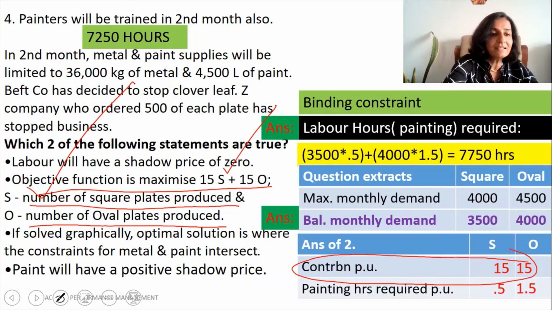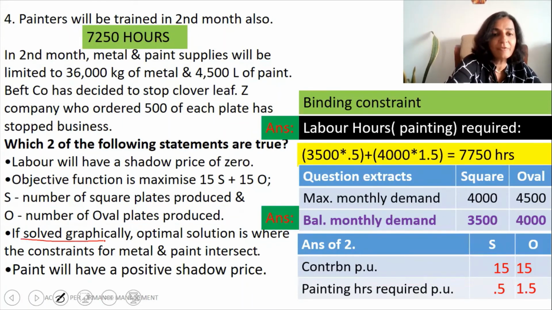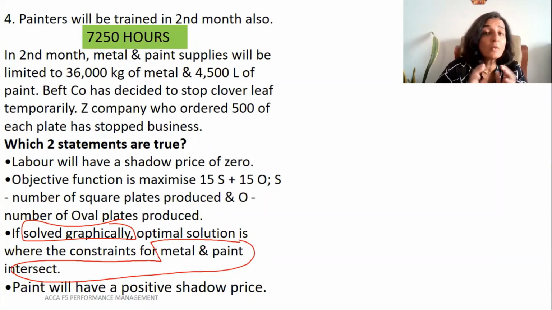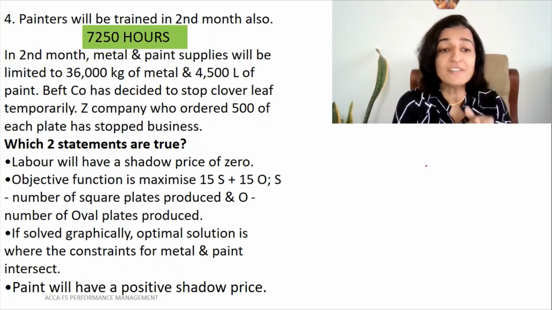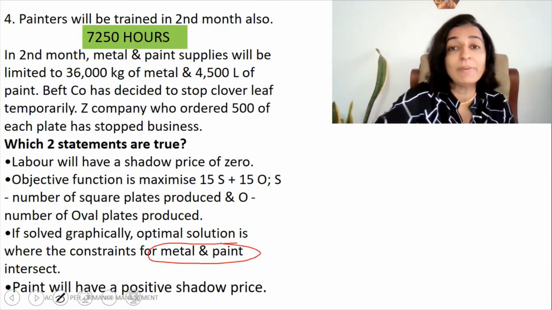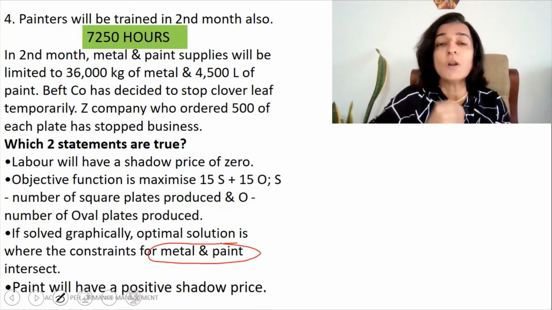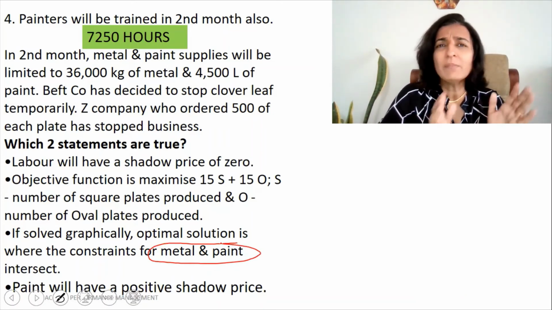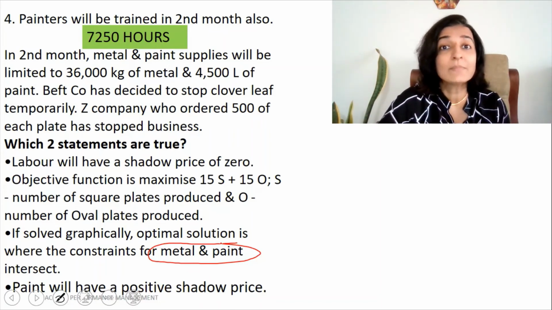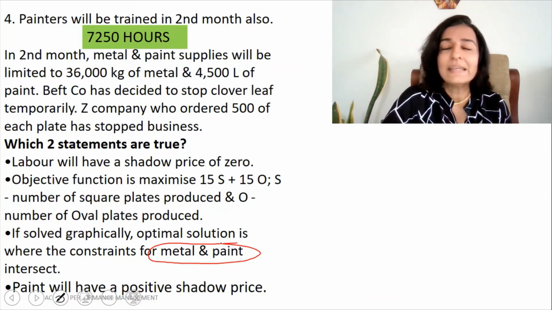Now moving to the third statement: if solved graphically, the optimal solution is where the constraints for the metal and paint intersect. Now whenever you get a question like this, you do not need to draw the graph. In most of the cases, one of the constraints, that is either metal or the paint constraint, will be a non-binding constraint. Now, what do you mean by a binding constraint and a non-binding constraint? I will give you a simple example so that you will understand the meaning better.